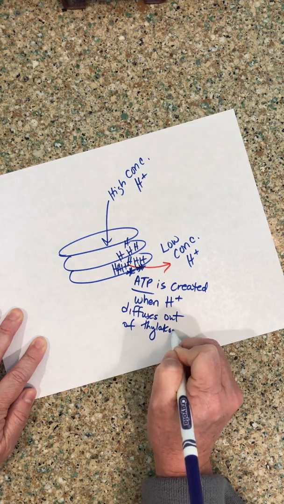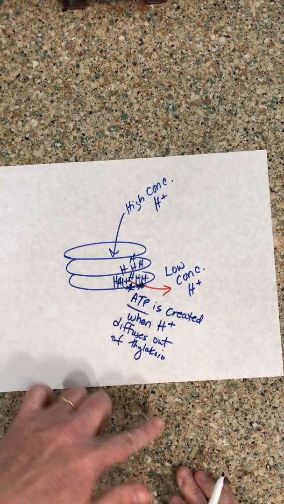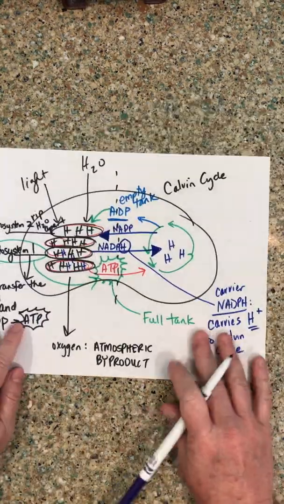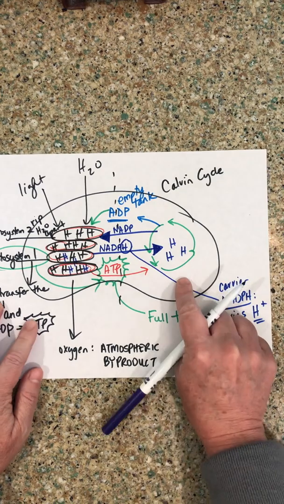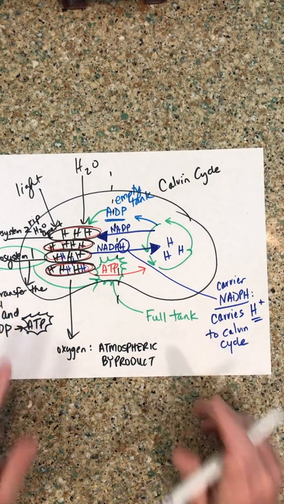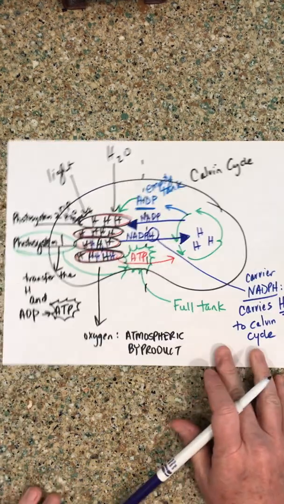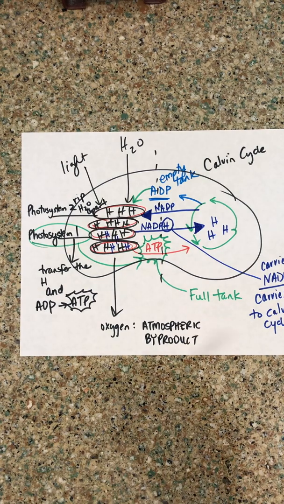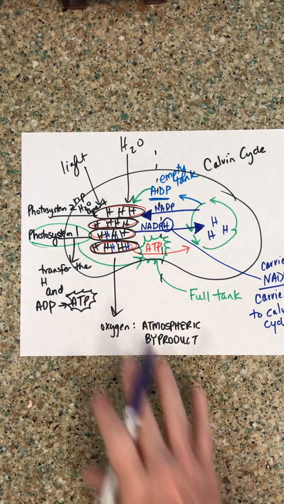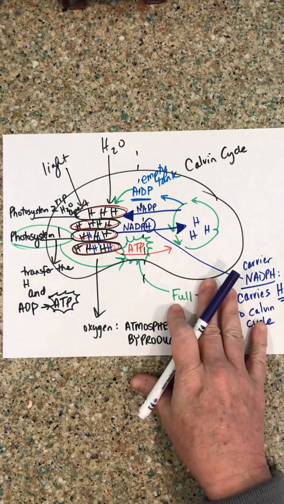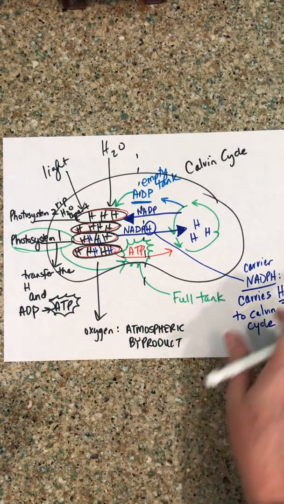So if you don't build up enough hydrogen, it won't diffuse out. If it doesn't diffuse out, you don't get ATP. And if you don't get ATP, you don't get to do the Calvin cycle. And if you don't get to do the Calvin cycle, you don't make sugar. And if you don't make sugar, the plant dies. So all components are completely important in order for this light reaction to happen, to make the dark reaction happen, to make the actual food.